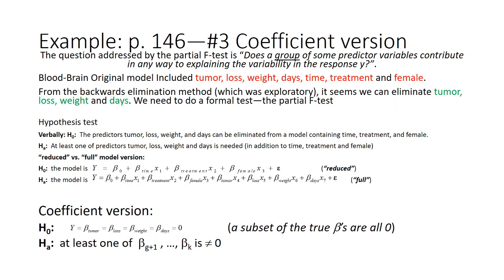And then finally we have the coefficient version. We say, okay, the null hypothesis is that beta tumor, beta loss, beta weight, beta days are 0. Oh, I should have put a colon after that 0. So I guess I have to make that correction here at the very end. Let's just cross off this stuff right here. Okay, that's our null hypothesis. The alternative hypothesis is at least one of those is non-zero.